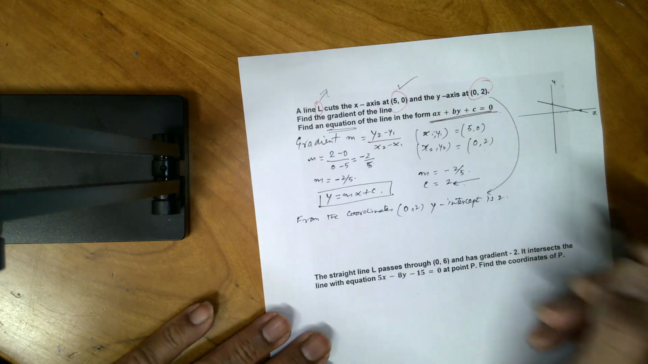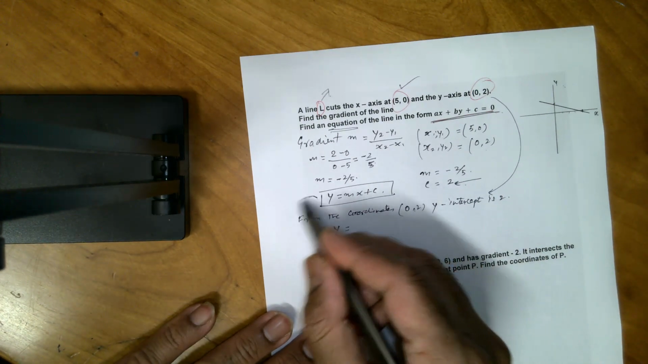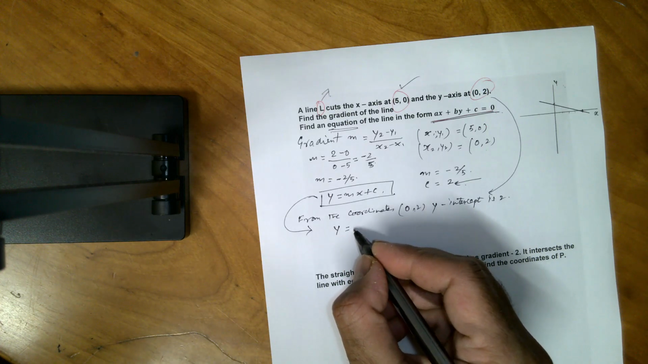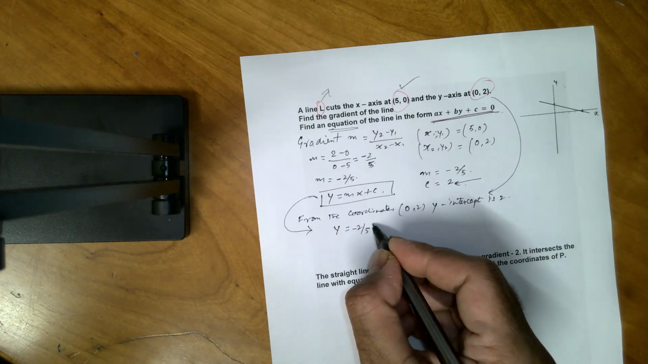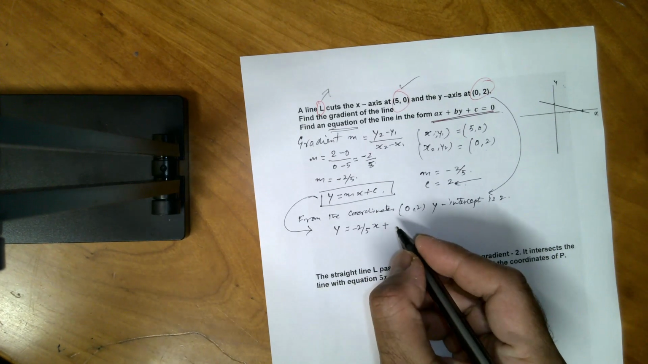Once you have that, let's write it down here. From here you have y equal to mx. What is your m here? It is minus 2 over 5x. And then you have plus c. What is your c here? It is 2.